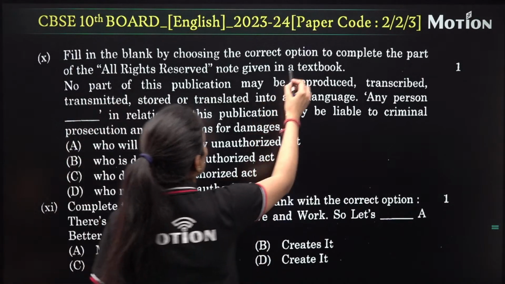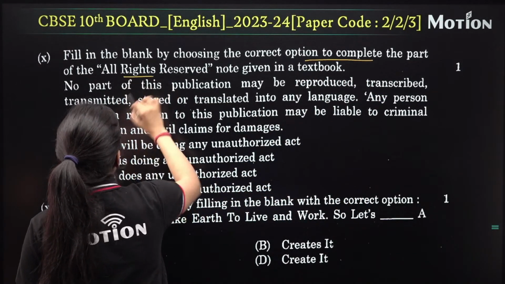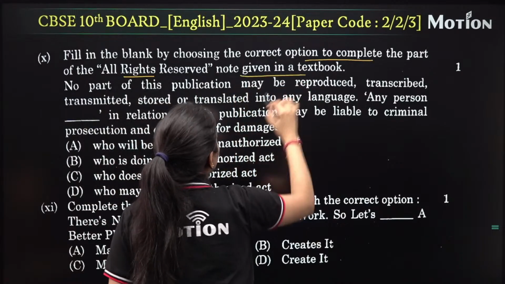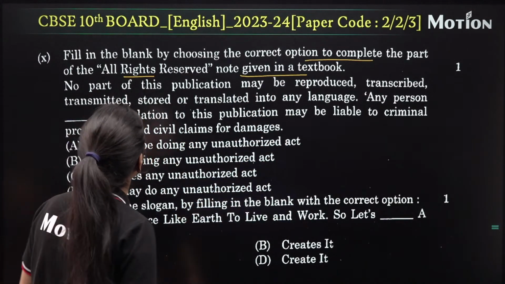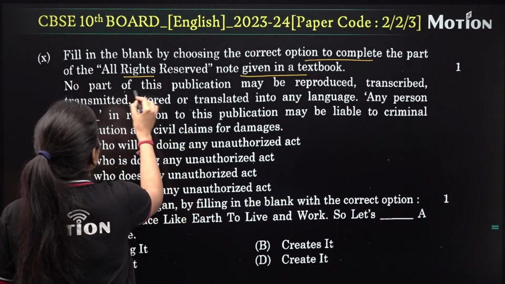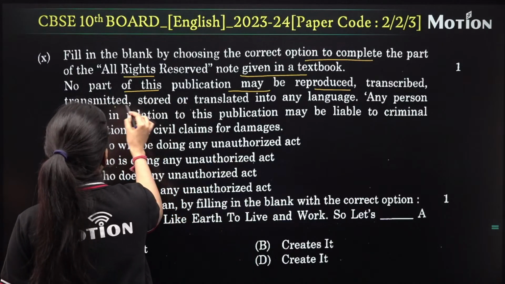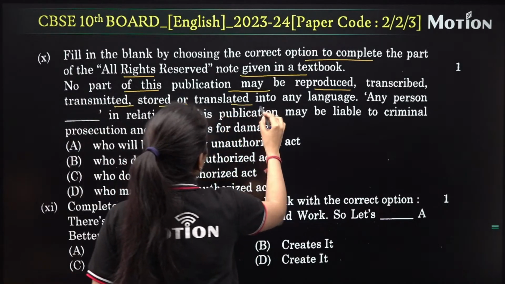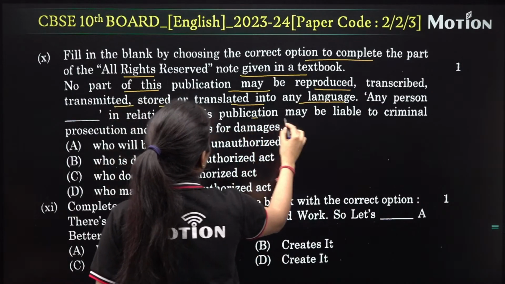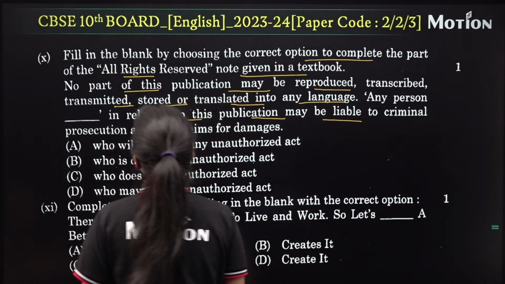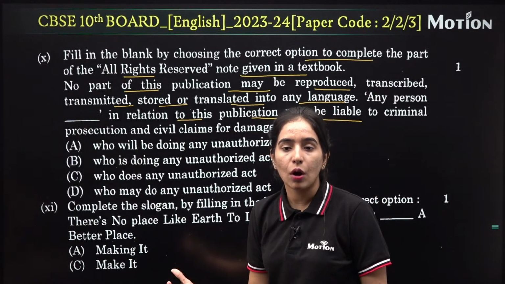Fill in the blank by choosing the correct option to complete the part. Okay, and it says all rights reserved, note given in a textbook. So basically again we have a note from all rights reserved. So let's read it. No part of this publication may be reproduced, transcribed, transmitted, stored or translated into any language. Any person in relation to this publication may be liable to criminal prosecution and civil claims for damage. So how do we say that?